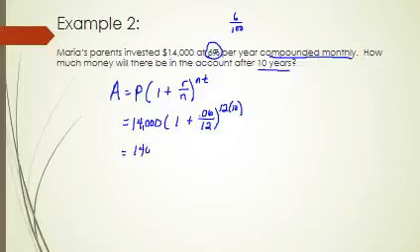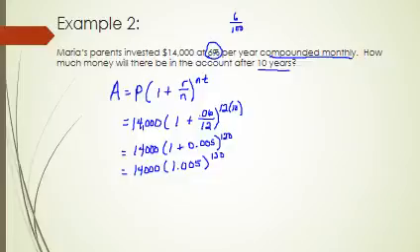So now we're just going to use our order of operations here. So we've got 14,000. And then first thing we're going to do is see what 0.06 divided by 12 is. And we get 0.005. And then 12 times 10 gives us 120. So we'll go ahead and do that. Now go ahead and add inside your parentheses: 1.005 raised to the 120th power.